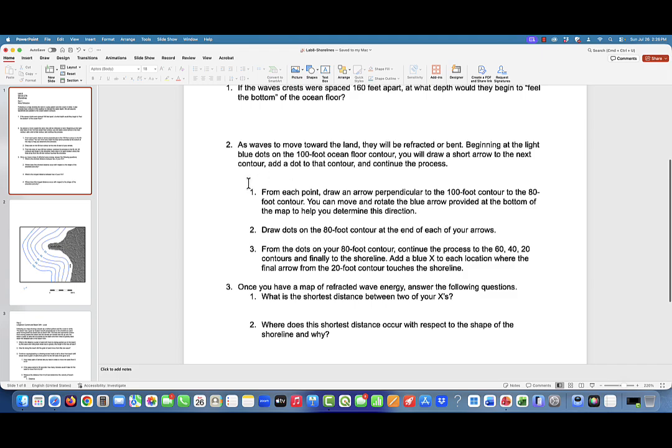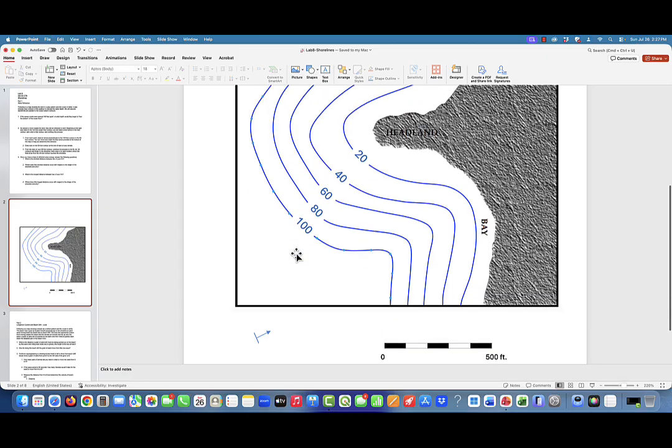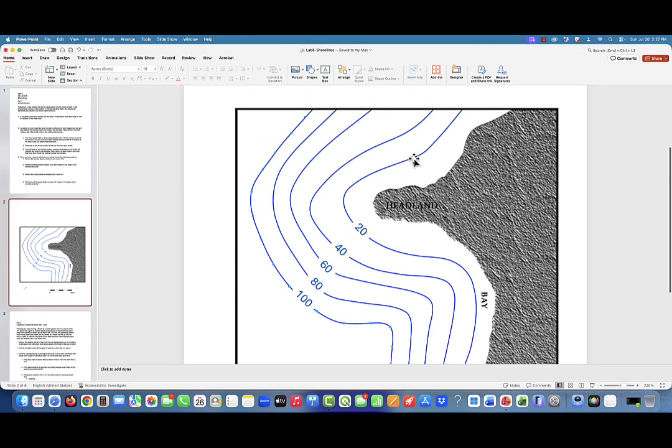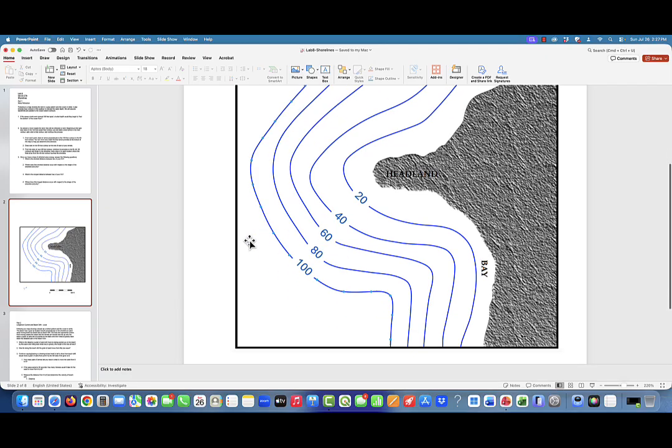So you'll fill in that answer there, but here's what I want to show you how to do. You're going to be tracing on these waves and seeing how they're refracted as they move towards the shoreline. The instructions are listed here, but let's just take a look at this. Here we have the contours once again on the bottom of the ocean, 20-foot contours. And then we get out to this 100-foot contour, and this 100-foot contour has a bunch of dots on it.